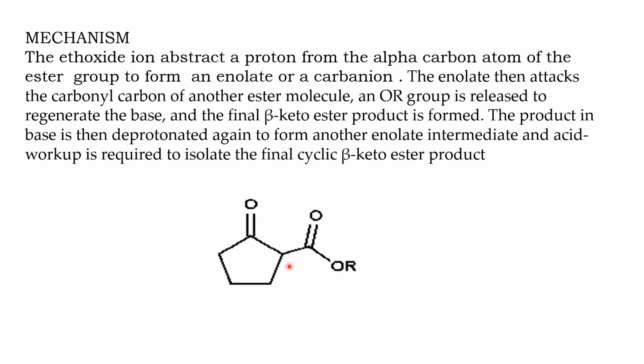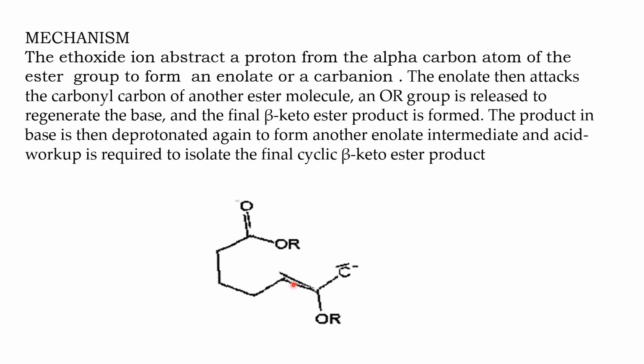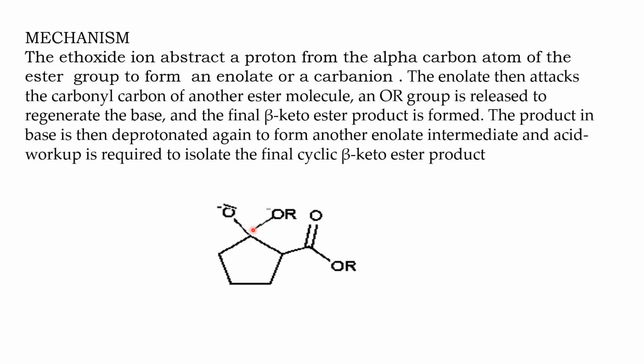See the mechanism once again. See that this is the alpha carbon atom or alpha hydrogen atom. The base is coming and abstracting it, so that we are getting a negative charge on this particular carbon atom. This will be rearranging to double bond O. So this is the negative charge on this particular carbon atom. It is attacking the carbonyl carbon atom of the second ester group.